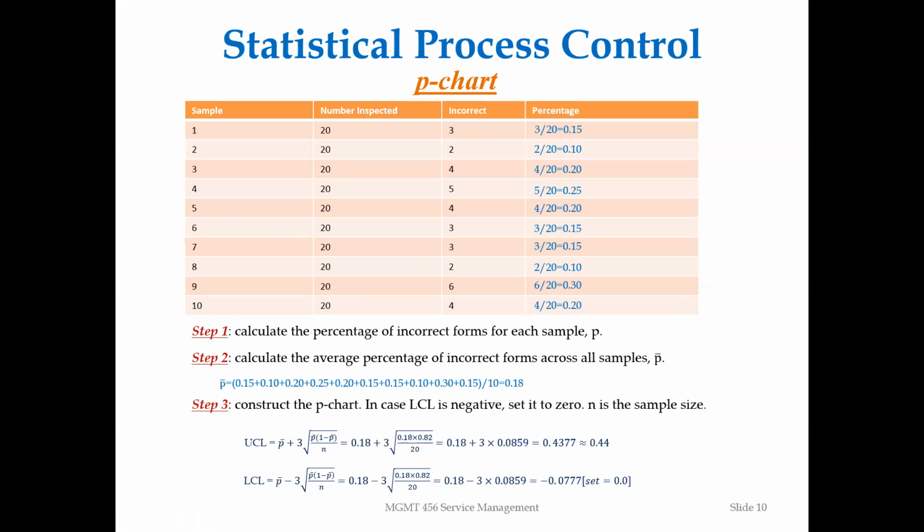So calculation-wise, it's pretty straightforward. We just apply a given formula. But once we have the number, make sure if you see a negative lower control limit, make it 0. So that's all we do to construct a p-chart.